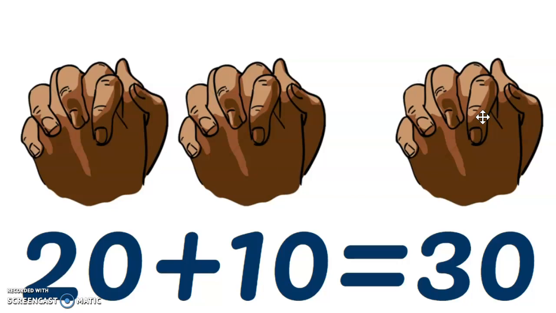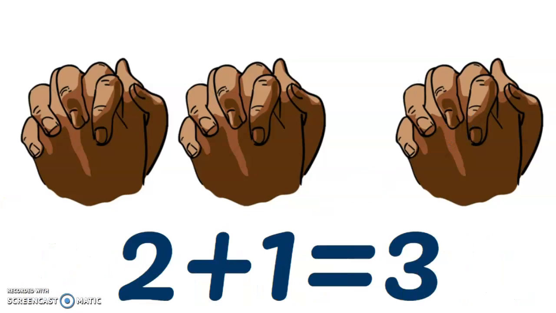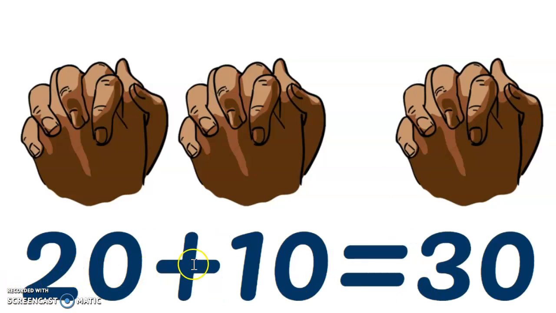Was that hard? I don't think it was hard. I almost have the same equation. Let's look. 2 plus 1 is 3. 20 plus 10 is 30. I just put a 0 after each one of my numbers to bump my digits over into the tens place because I have 10 fingers.